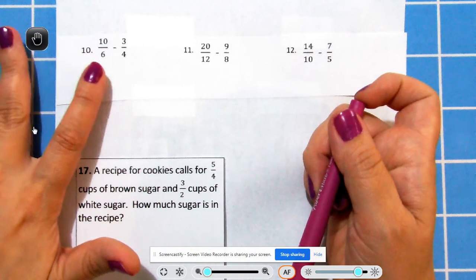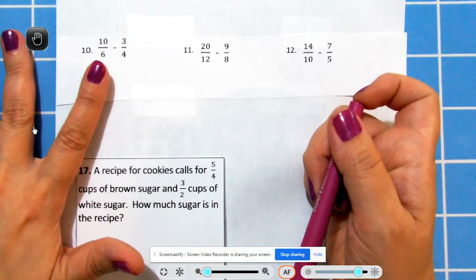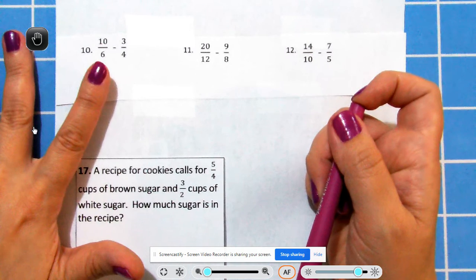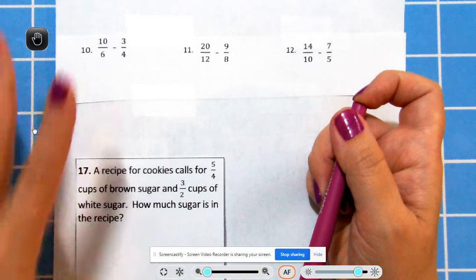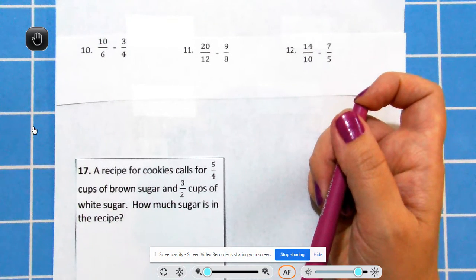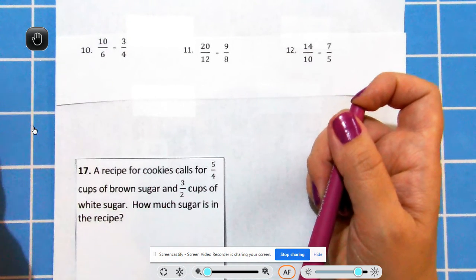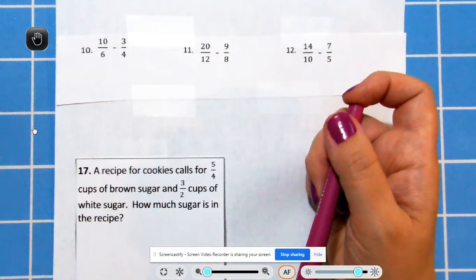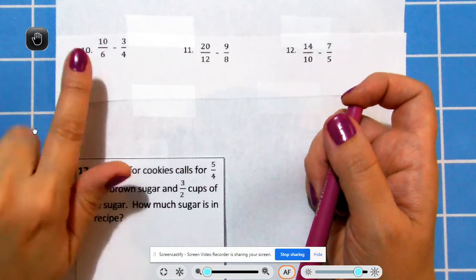When you have an improper fraction, convert it to a mixed number first. That's, in my opinion, the easiest way to do it. Then find a common denominator, and then add or subtract whatever your problem is asking you for.